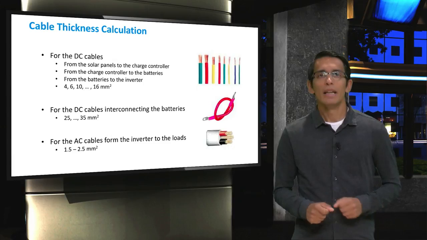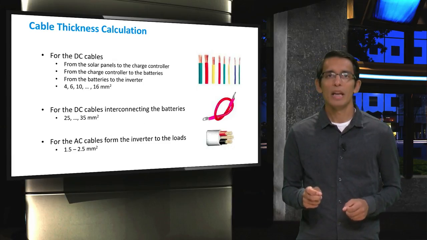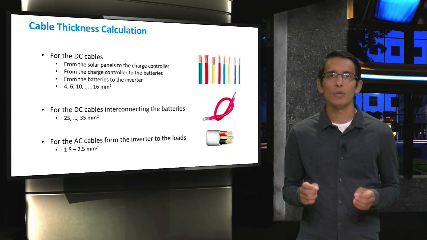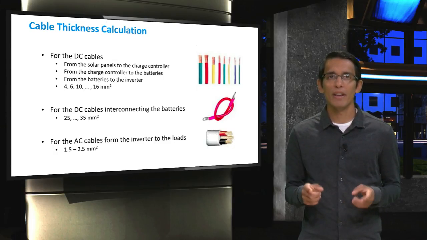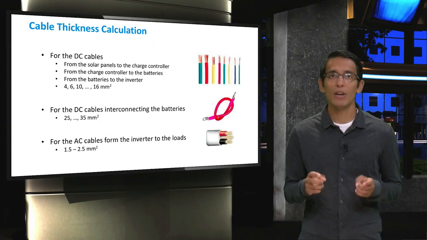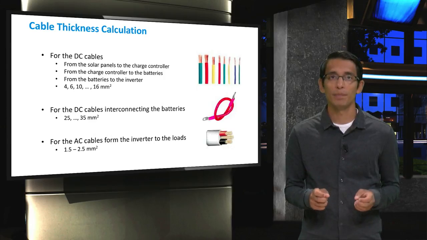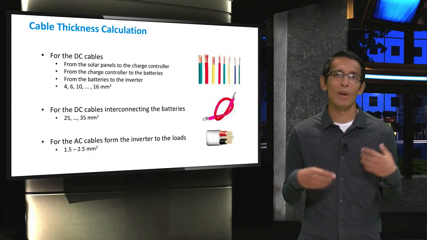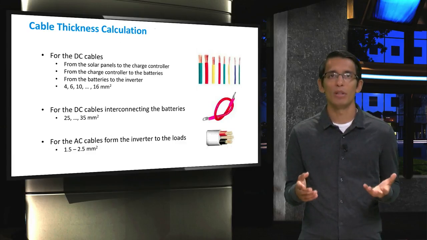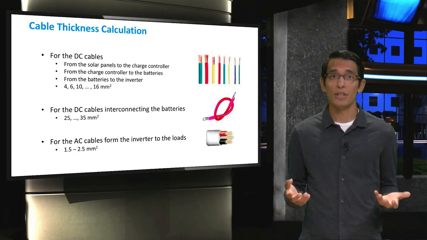So far, I alluded to the fact that DC cables are generally thicker than AC cables. But what are those thicknesses that we use? Generally, for DC cables, connecting solar batteries and power electronics, thicknesses range from 4 to 16 square millimeters in cross-section. Cables interconnecting batteries are generally thicker as they need to be able to handle very high currents. These cables can range from 25 to 35 square millimeters. Finally, AC cables from the inverter to the loads can generally be in the range of 1.5 to 2.5 square millimeters. Why do we need to choose these thicknesses?